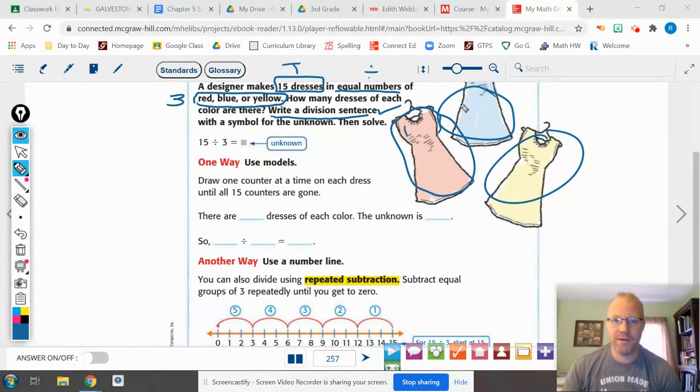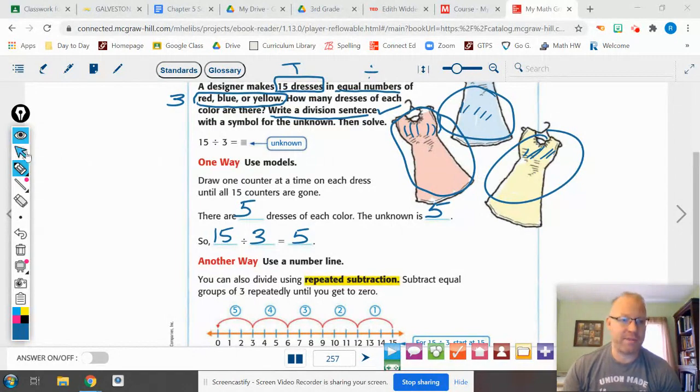So we do 1, 2, 3, 4, 5, 6, 7, 8, 9, 10, 11, 12, 13, 14, 15. So there are how many of each color? Well, there's 1, 2, 3, 4, 5, 1, 2, 3, 4, 5, 1, 2, 3, 4, 5. So there's 5 dresses of each color. The unknown is 5. So 15 divided by 3 equals 5. This is one way to solve it, which we did last week, by doing the count out method until you get to the total.